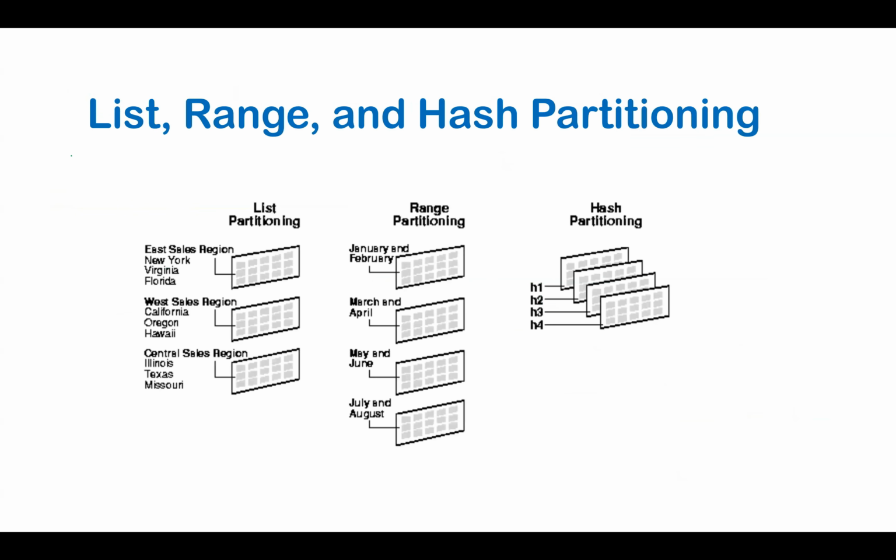You can see here there are 3 different types: list partition, range partition, and hash partitioning. So what is list partitioning? We have to define a list of values. You are mentioning P1, with the values for East sales regions. So you are mentioning that list of values: New York, Virginia, and Florida. These you are mentioning in the first partition.